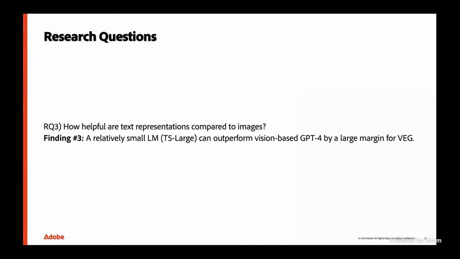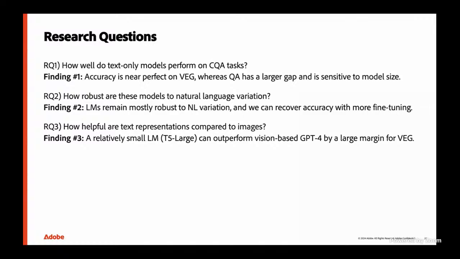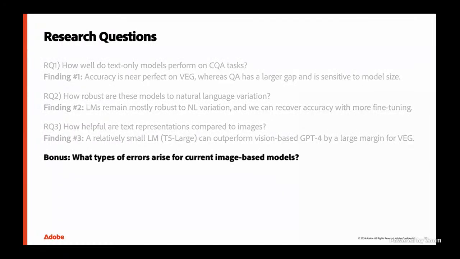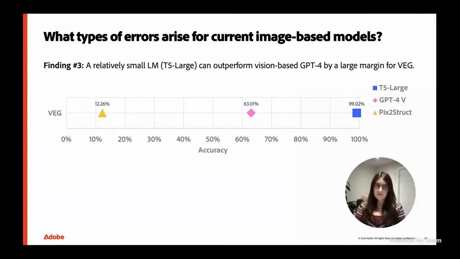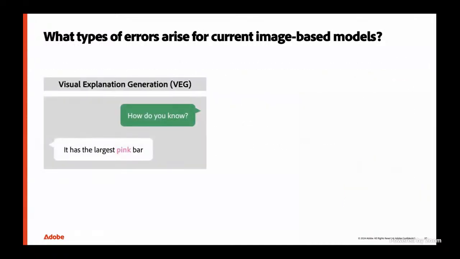With that, we've covered our main research questions for this talk. But since I have a little bit more time, I want to throw in a bonus question. What types of errors arise for current image-based models? To reiterate the results of our third finding, we saw a large performance gap between image-based GPT-4V and our small text-based T5 large model. As a reminder, we're focusing only on the visual explanation questions for this analysis. We then compare the ground truth color that is expected in the response to the result of GPT-4's completion for the task.